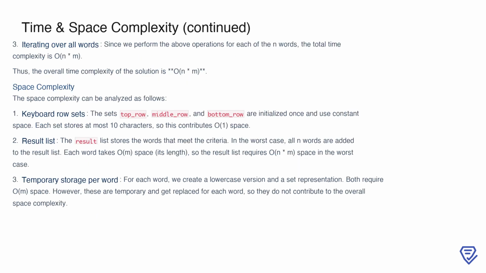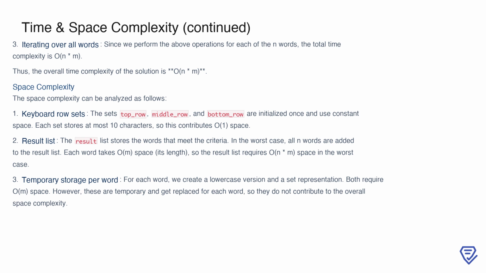Now, since these operations are performed for each of the n words in the list, the total time complexity for processing all words becomes O(n*m). This gives us the overall time complexity of the solution, which is O(n*m). Turning to space complexity, let's analyze the components. First, the keyboard row sets top_row, middle_row, and bottom_row are initialized once and require constant space. Each set holds at most 10 characters, so together they contribute O(1) space.